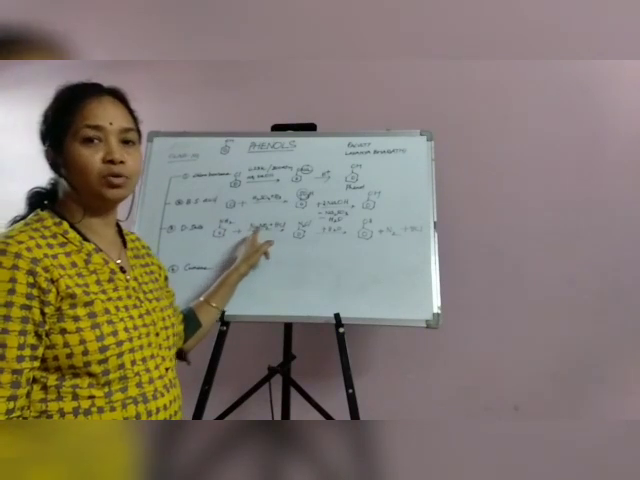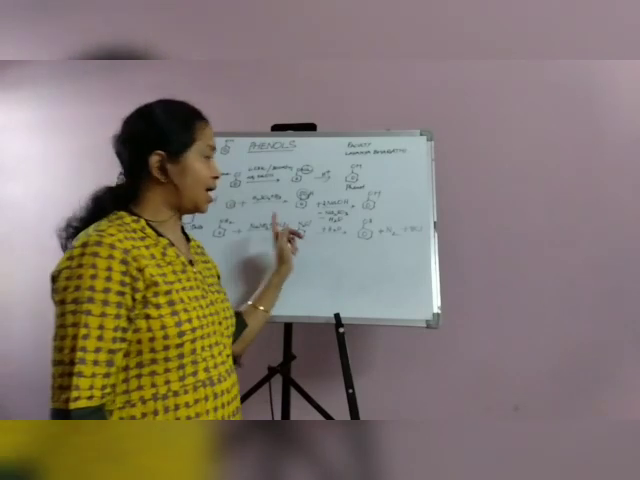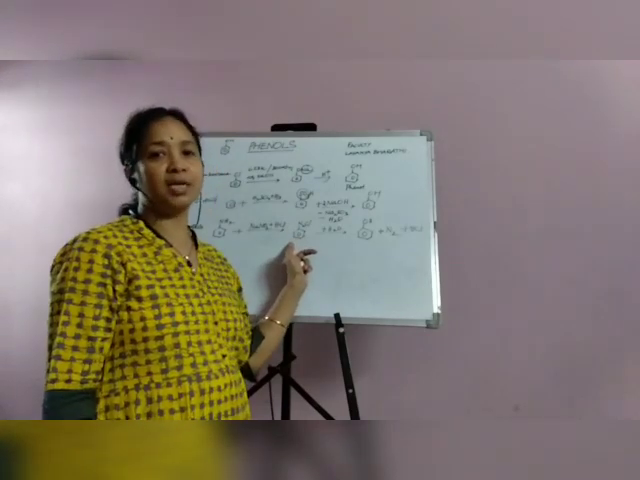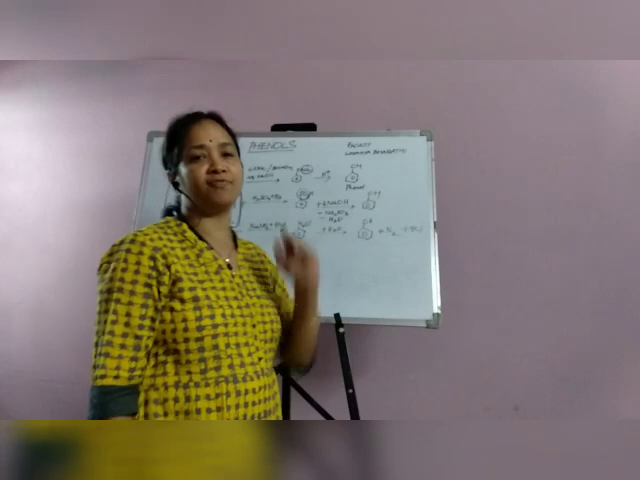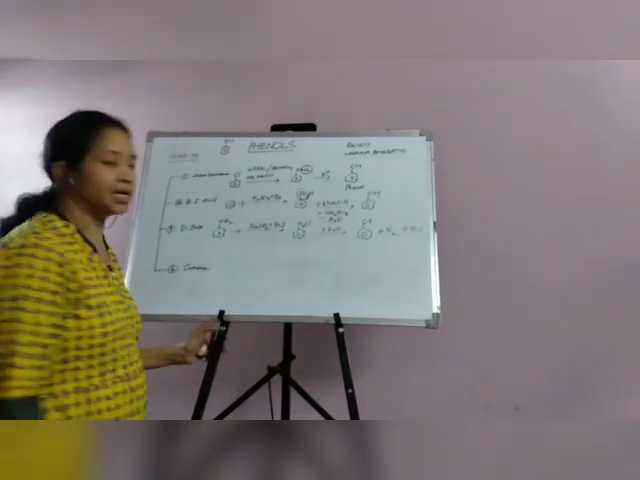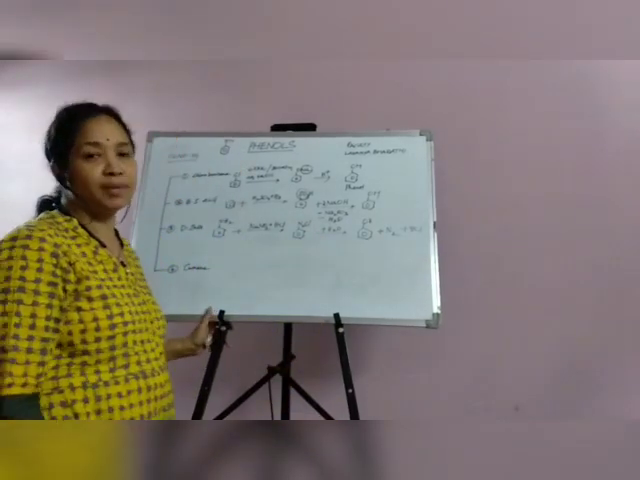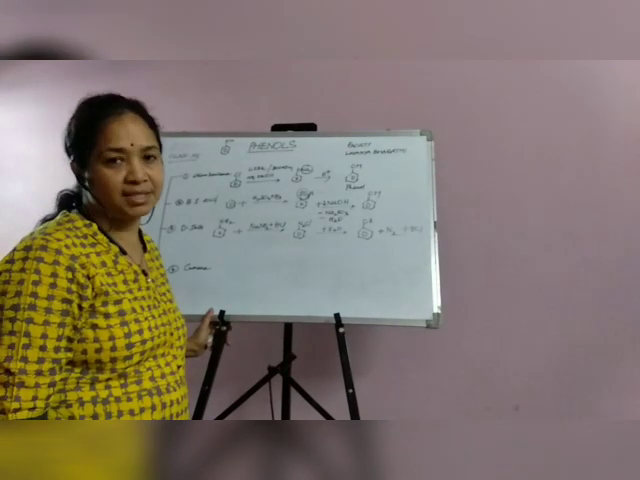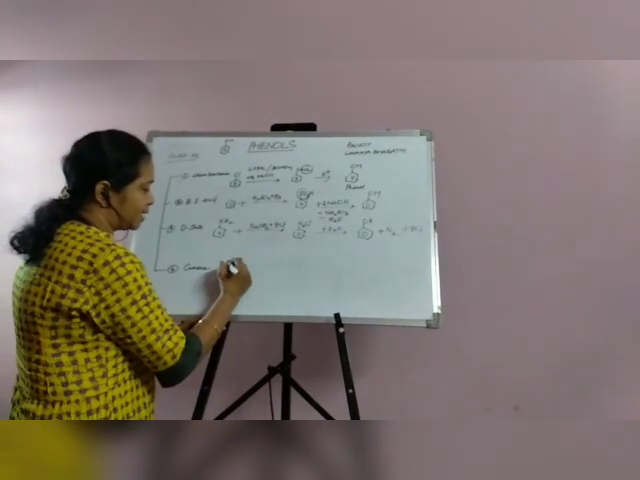It is converted to benzene diazonium salt, and this benzene diazonium salt is used in synthesizing phenol. And the last technique is cumene. That is, cumene is isopropyl benzene. What is this isopropyl benzene?